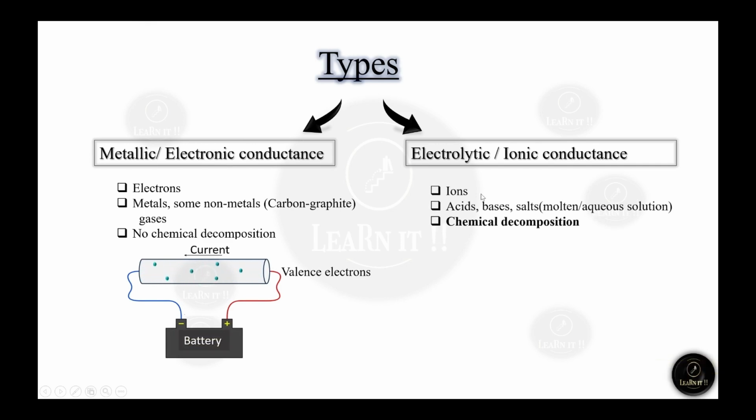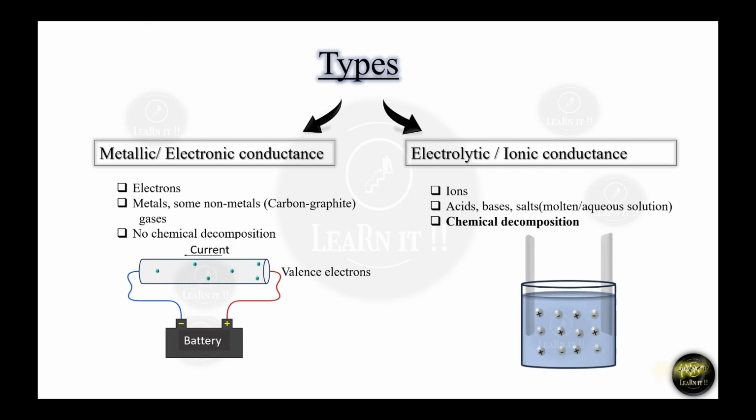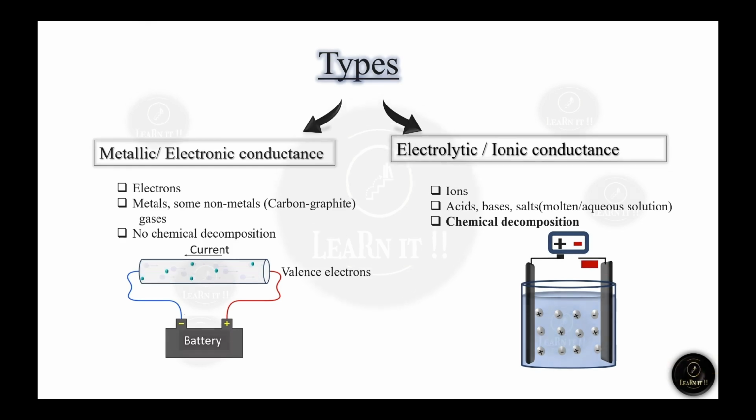With respect to electrolytic or ionic conductance, the charge carriers are ions. Examples include acids, bases, and some salts. They may be in molten state or aqueous solutions. Here chemical decomposition of the material takes place. Examples include the salt solution. In the electrolytic cell, we only use electrolytes. We are going to look at electrolytic conductance further.